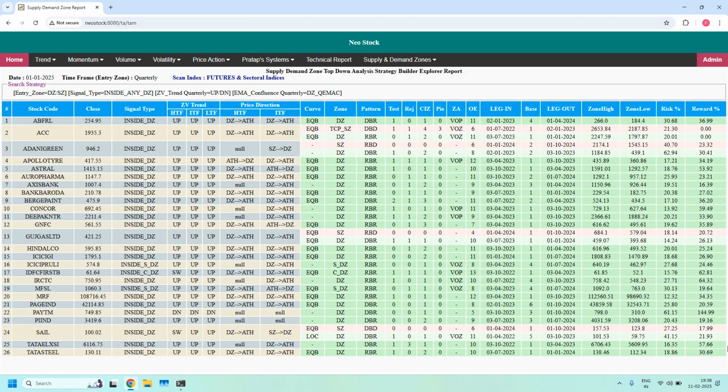See, now the list has come down to 26 from 42. Instead of 42, now we got 26. So all these 26 quarterly demand zones are having quarterly EMA Confluence.